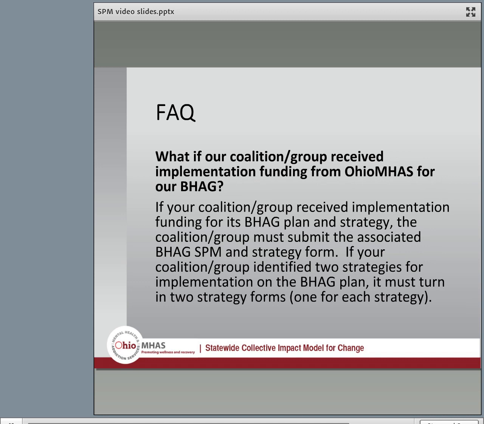As I said, if your coalition, group, or community received implementation funding from Ohio MAS for your BHAG, you must submit the associated BHAG strategic plan map and strategy form. Similarly to the other plans, if your coalition, group, or community identified 2 strategies for implementation on the BHAG plan, you must submit 2 strategy proposal forms, one that addresses each strategy.